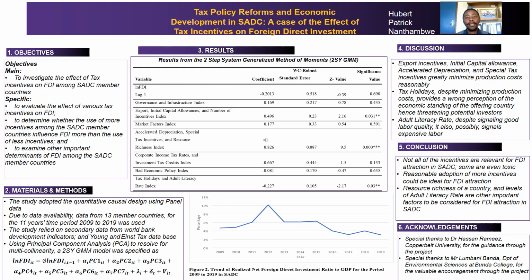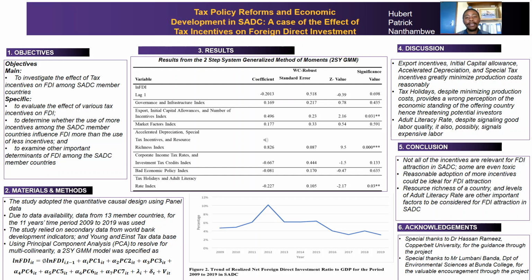From the results, looking at the graph, we can see that for the period 2009 to 2019, foreign direct investment has struggled indeed to make progress. We had a maximum foreign direct investment ratio to gross domestic product of 10% in the year 2012 and a minimum of 3% in the year 2019.